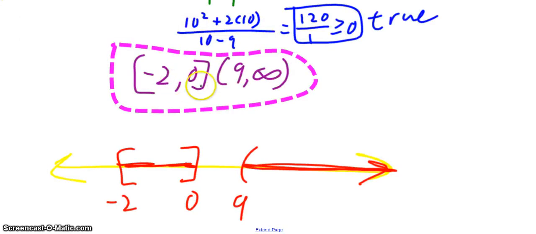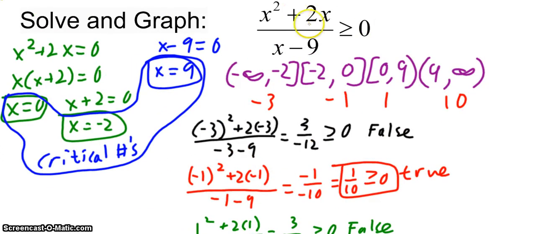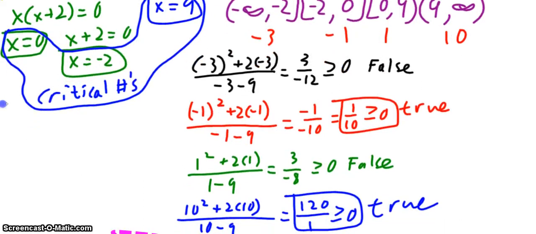Alright, so here you can get negative 2 to 0, including the negative 2, including the 0, and 9 to infinity, not including the 9. There's your graph. Here's the work. Set the numerator equal to 0, that's the 0 and the negative 2, so those have brackets. 9 is a parenthesis because that comes from the denominator. Create your intervals, test them, and bam.